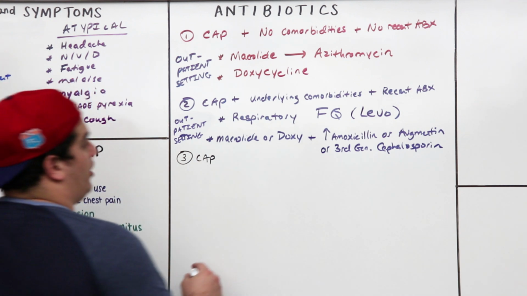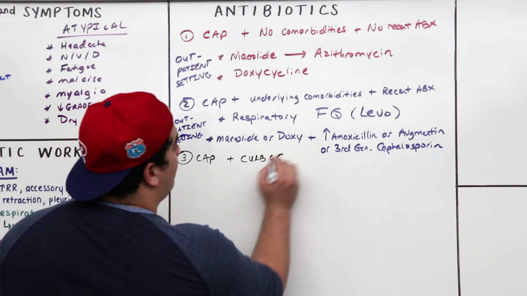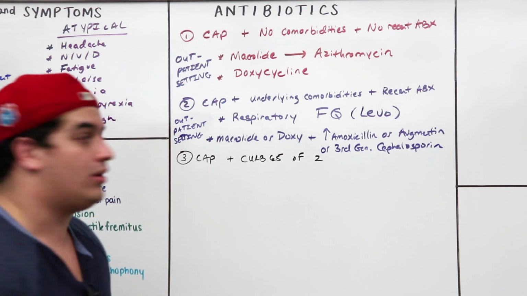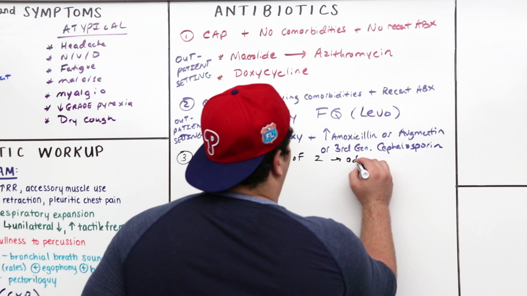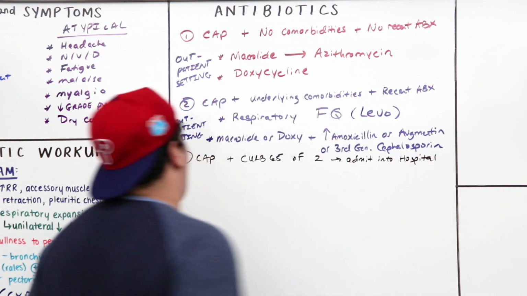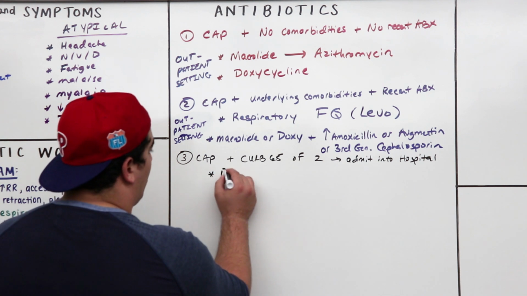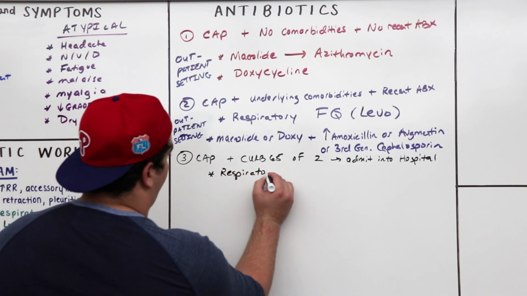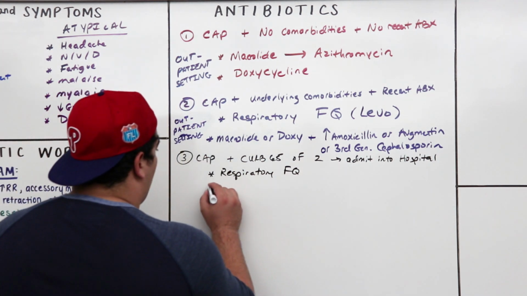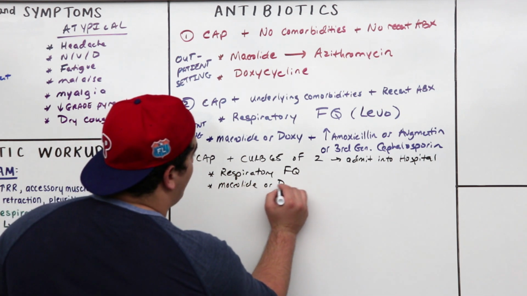So if they have community-acquired pneumonia, and let's say in this situation, plus a CURB 65 of 2, okay, well then we have to admit them into the hospital. So that is going to be admit into hospital. Now, if we do that, the antibiotic therapy changes up a little bit. So for example, you could still do a respiratory fluoroquinolone. But we change up if we're going to do another option. So another option is we could do, again, a macrolide, or we could do doxycycline.